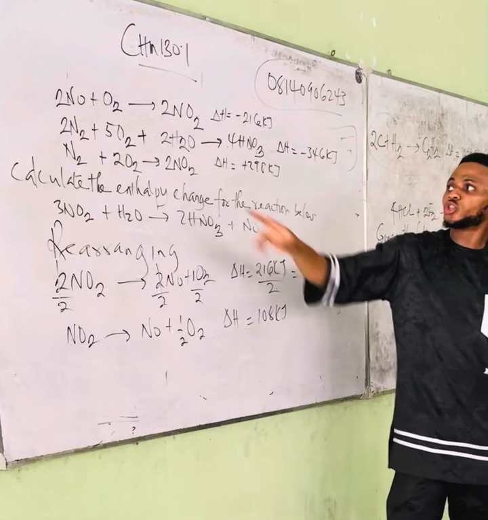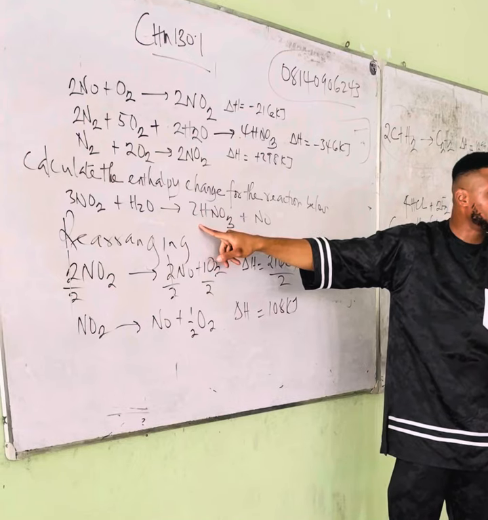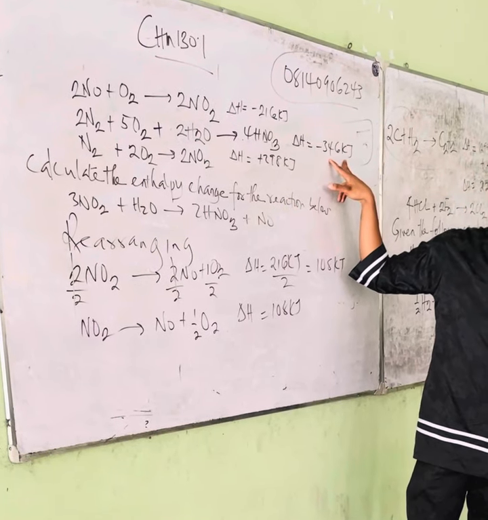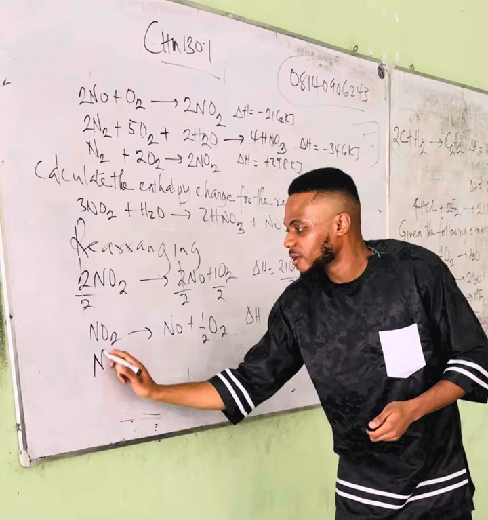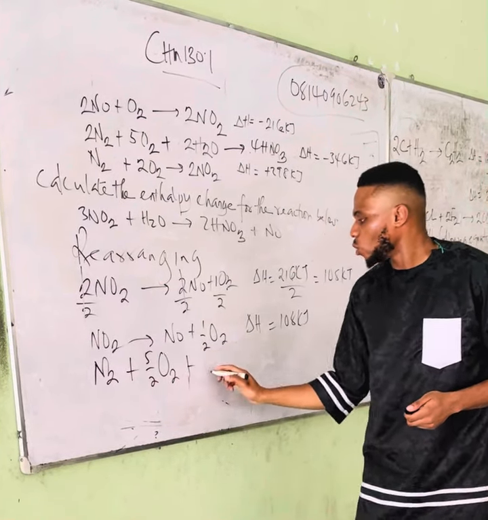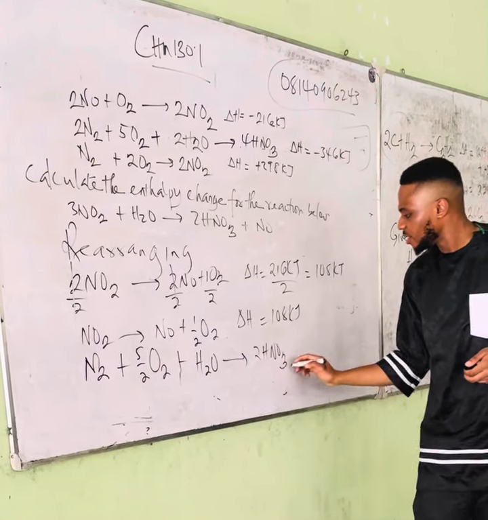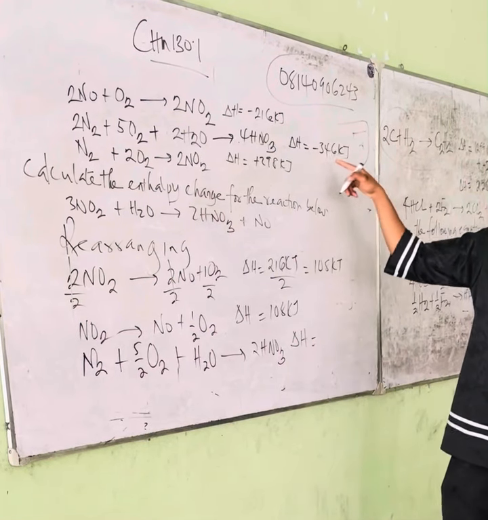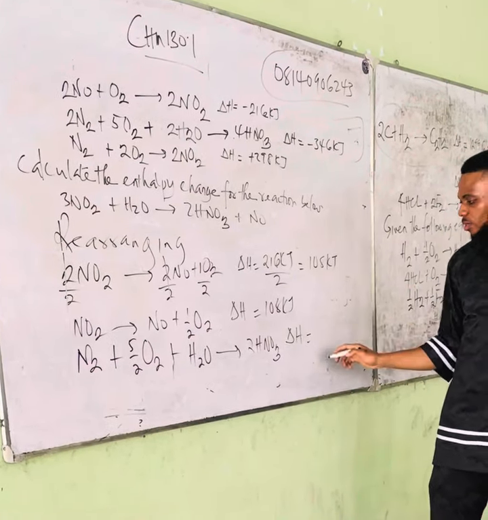We divide by 2. So when we divide this 2 by 2, we now have H2O. When we divide this 4 by 2, we now have what? 2HNO3. We also have to divide our delta H by 2, right? Yes. So now let us do that. We have to divide everything by 2. So now 2 divided by 2 will give us N2 plus what? 5 over 2 what? O2 plus H2O to give us 2HNO3. Our delta H will be minus 346 divided by 2, which gives us minus 173 kilojoules.